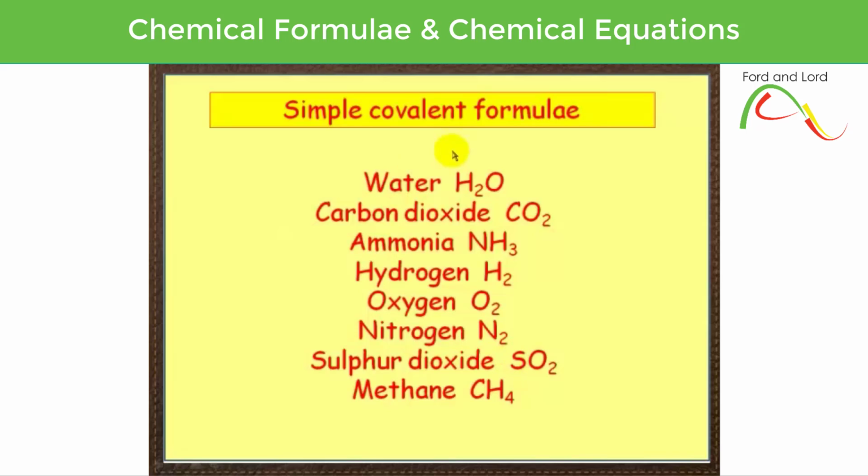Now let's just give you a few formulae. Now these are the formulae of simple covalent compounds. At the moment you don't need to know why it's 2 hydrogens and 1 oxygen, or 4 hydrogens and 1 carbon. You don't need to know at this moment in time. We'll cover this later on. But it's well worth remembering some of these common formulae. So water, H2O, carbon dioxide, CO2, ammonia, NH3, hydrogen, H2, oxygen, O2, nitrogen, N2, sulfur dioxide, SO2, methane, CH4.